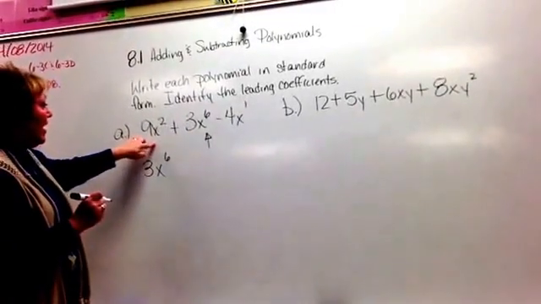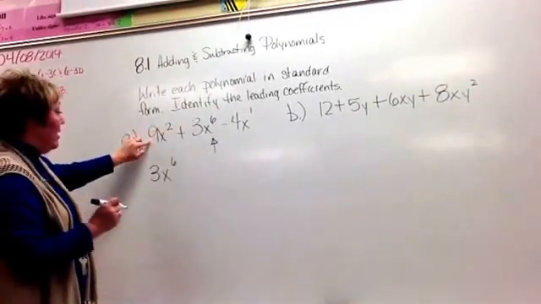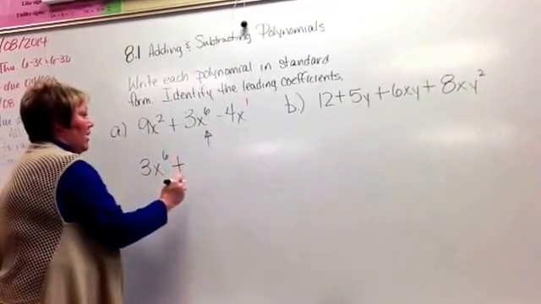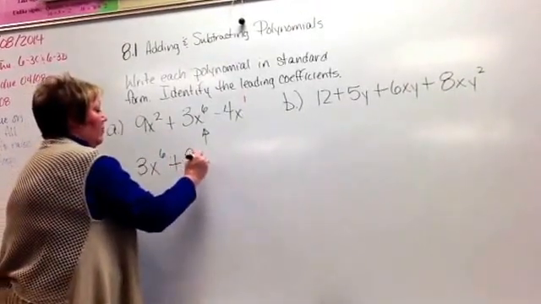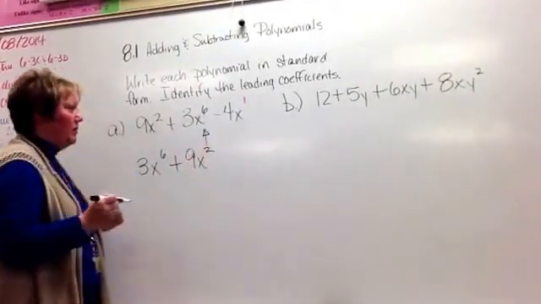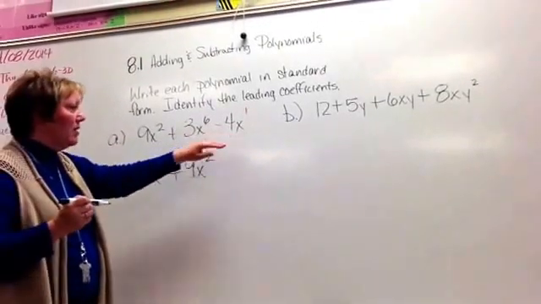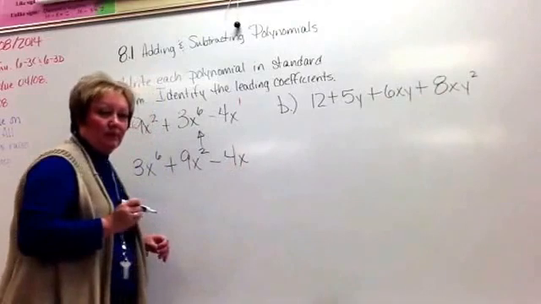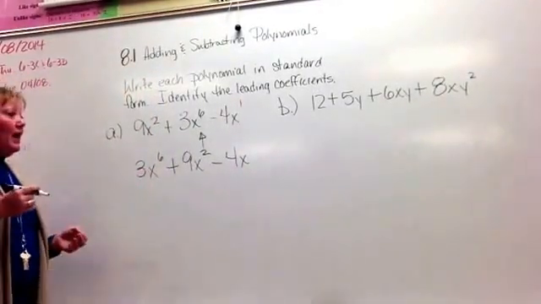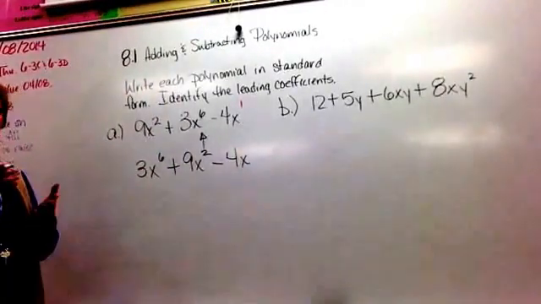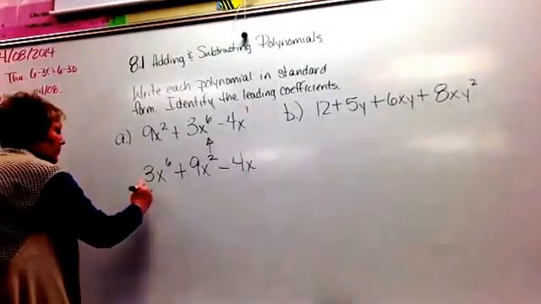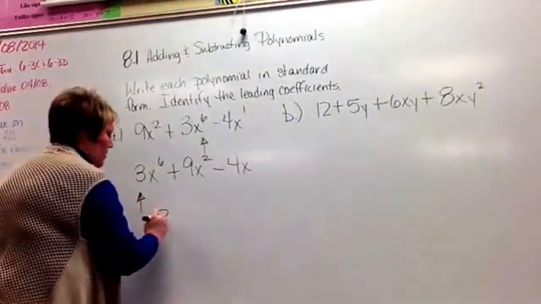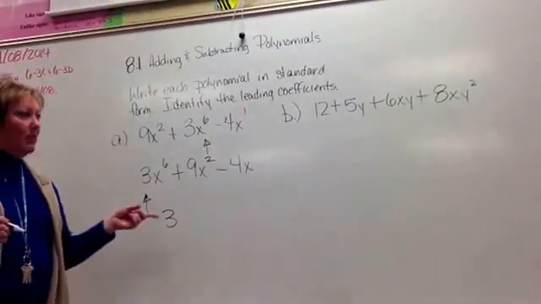Next is our 9x squared. That is also positive, so we're going to write that as 9 plus 9x squared. And then the last term is going to be minus 4x. It's that easy. And our leading coefficient here, the coefficient of the first term, is 3.